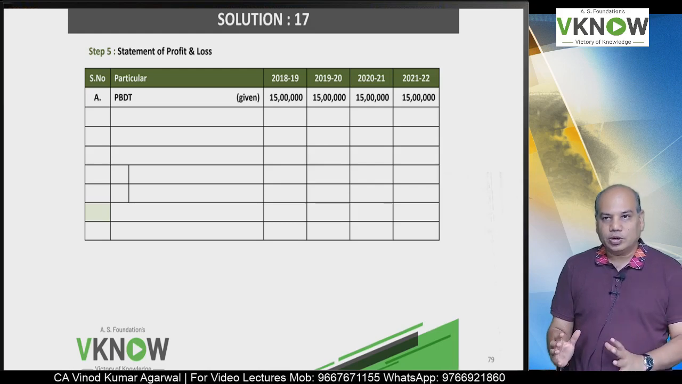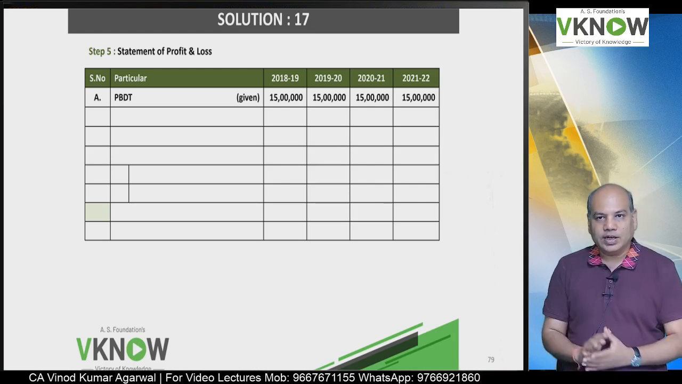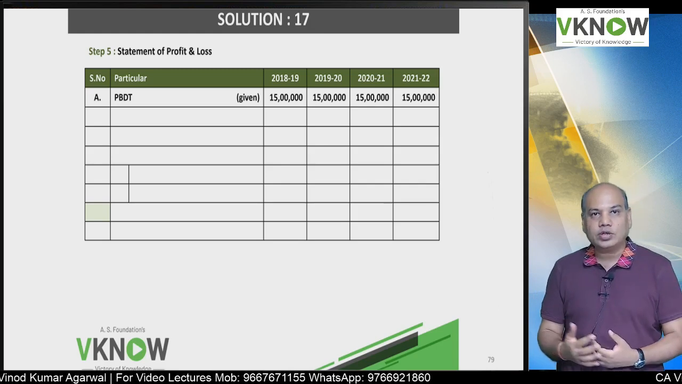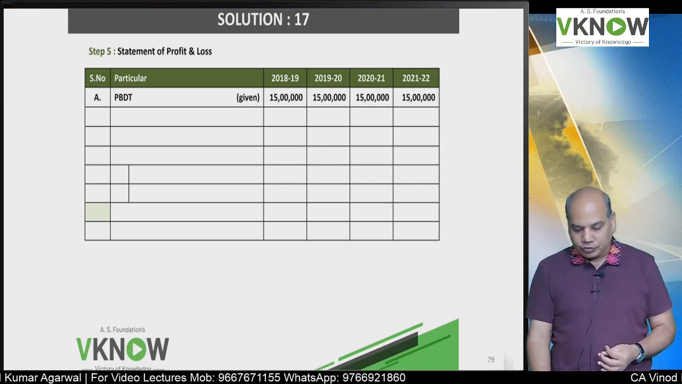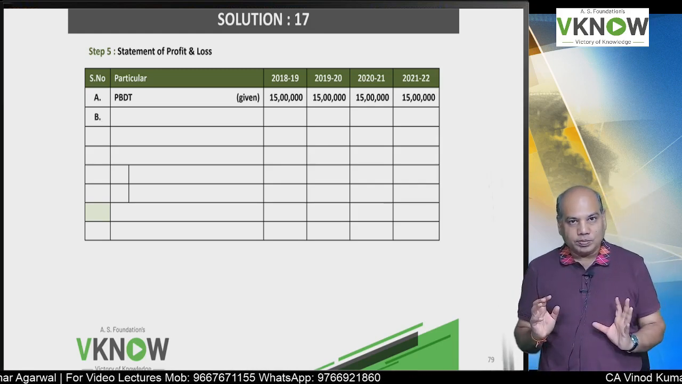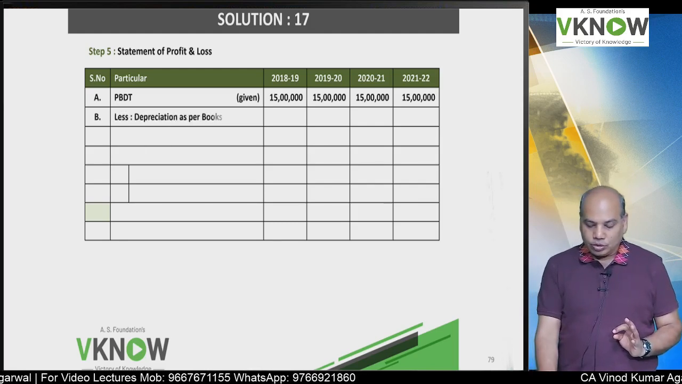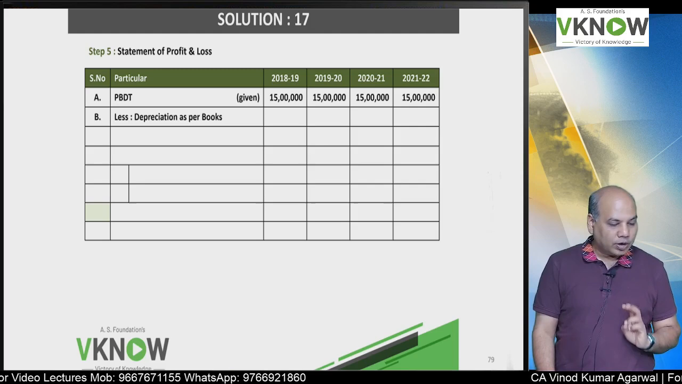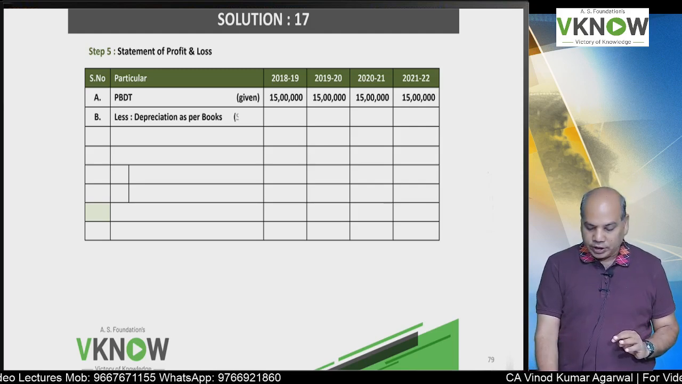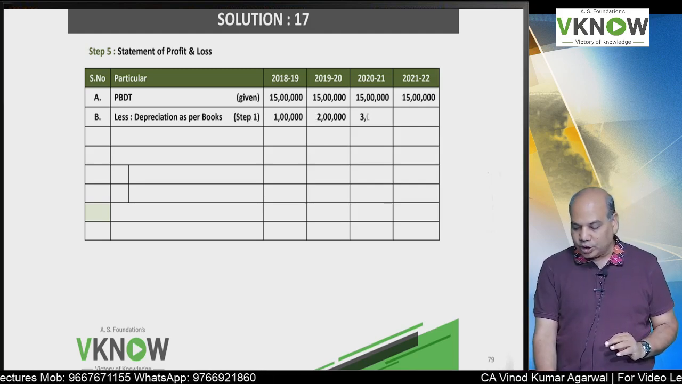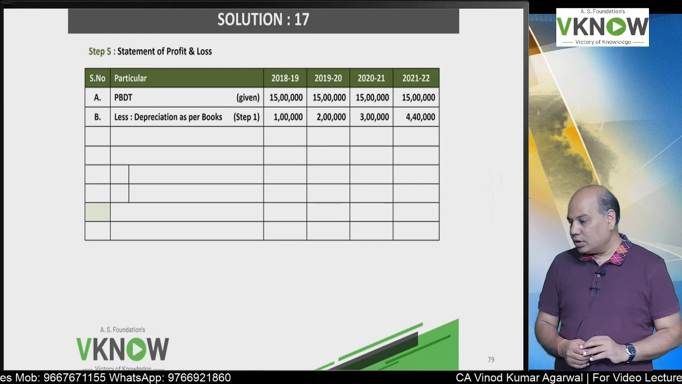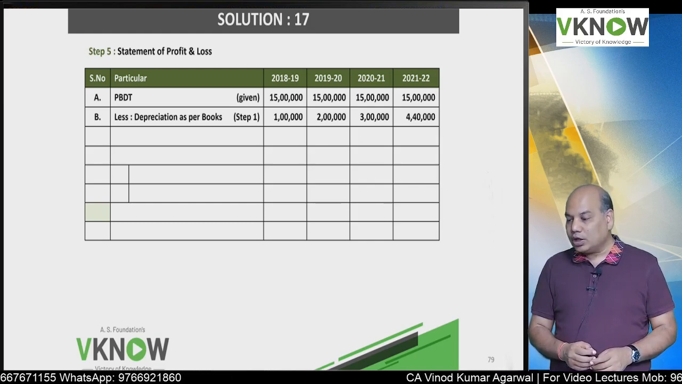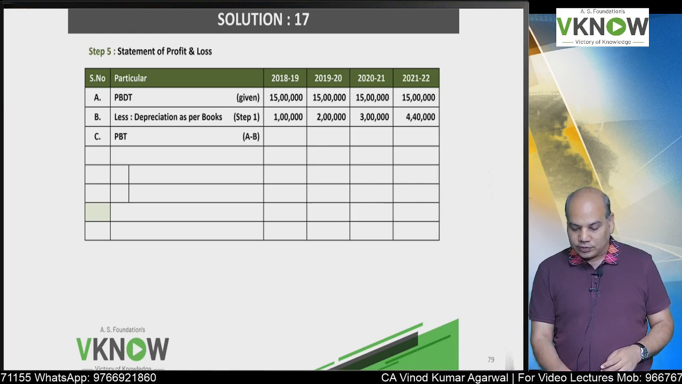Now this is the statement of profit and loss for financial reporting purpose. It is used by the users of financial statement. So which depreciation am I going to present here? I am going to present book depreciation. For that you have to go to step 1, point D. Can you check step 1 point D, depreciation as per book 1 lakh, 2 lakh, 3 lakh, 4 lakh, 40,000?